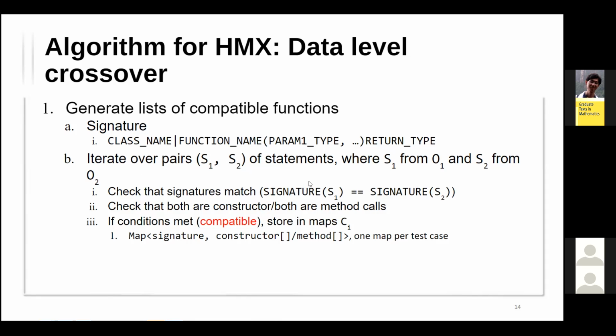So the operative statements must be method calls, otherwise we just ignore them. For those statements that are method calls, we check whether the signatures match from the two offspring tests from the first crossover we talked about earlier. We check whether they're both the same type of calls, so either both constructors or both method calls. If they're compatible, then we store them in maps, and we'll use these maps later when we do the data level crossover.